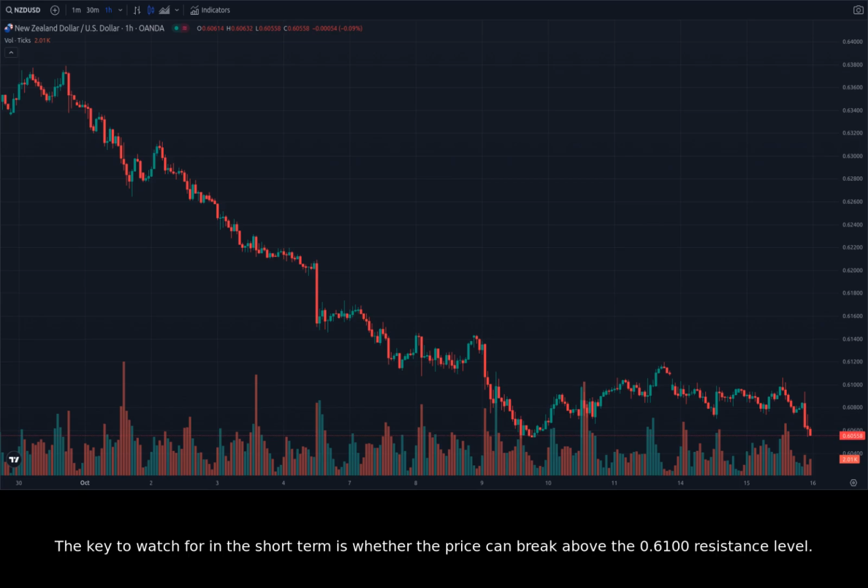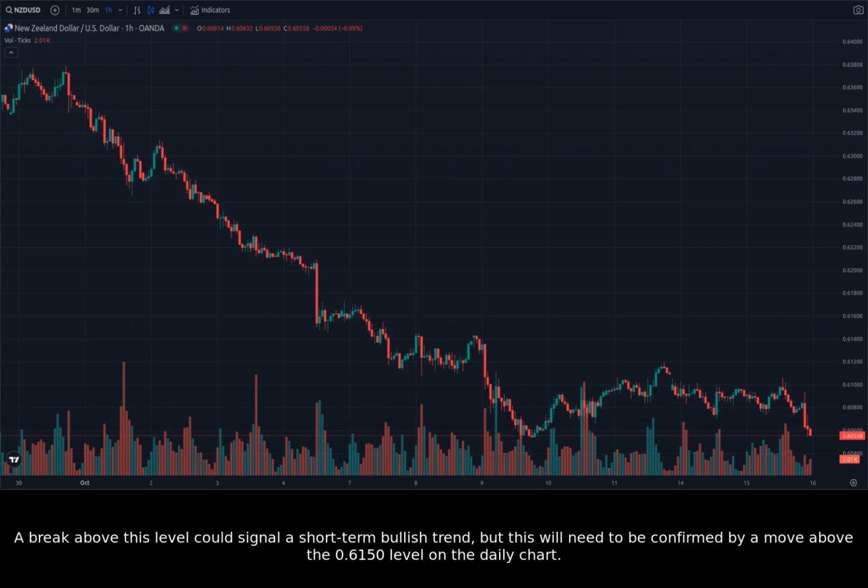The key to watch for in the short term is whether the price can break above the 0.6100 resistance level. A break above this level could signal a short-term bullish trend, but this will need to be confirmed by a move above the 0.6150 level on the daily chart.